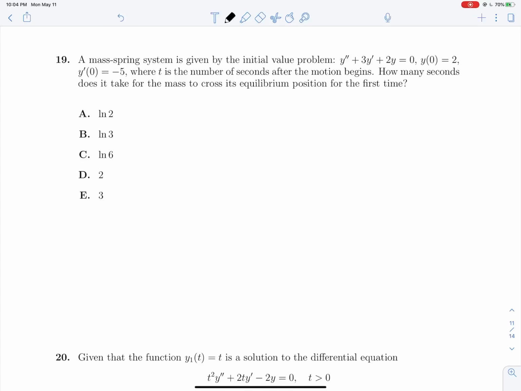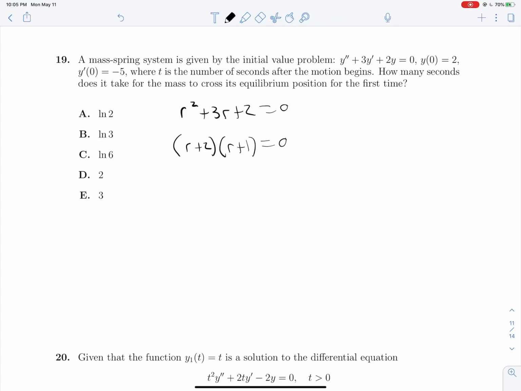Okay, so we need to find a general solution. Here we'll pull out our characteristic equation. R squared plus 3r plus 2 is equal to 0. Can we really factor this? Let's see, r plus 2, r plus 1 is equal to 0. That looks like it works to me.